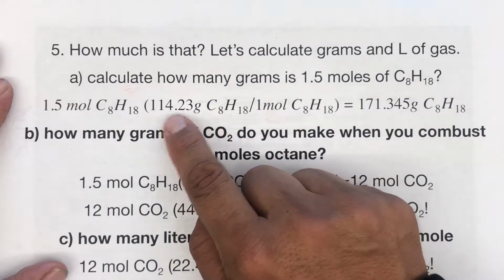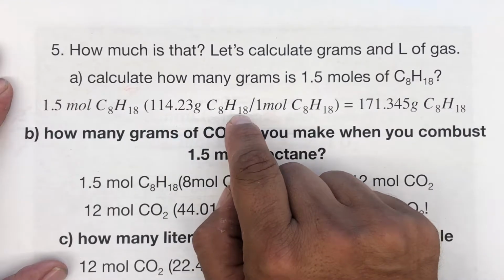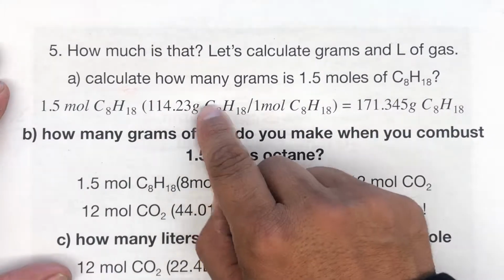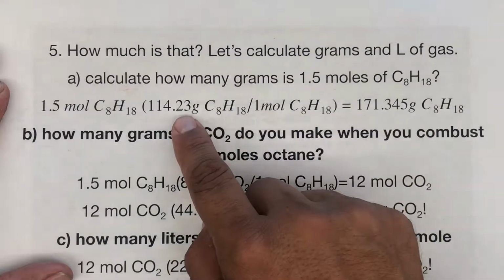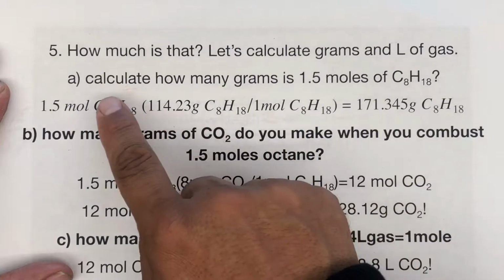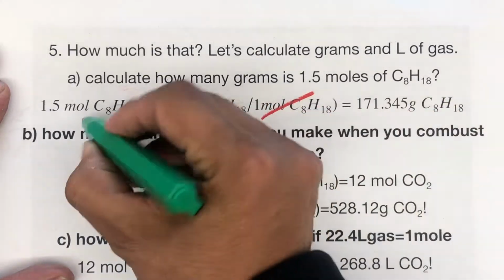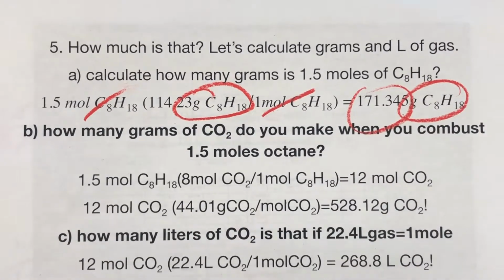Remember, I get these by adding the atomic weights of 8 carbons and 18 hydrogens. Or you look it up on Google if you're at home and lazy, and you find that the molar mass of octane is, for 1 mole of C8H18, 114.23 grams. Notice that the moles cancel, and you end up with grams of C8H18. So 1.5 moles weighs 171.345 grams.